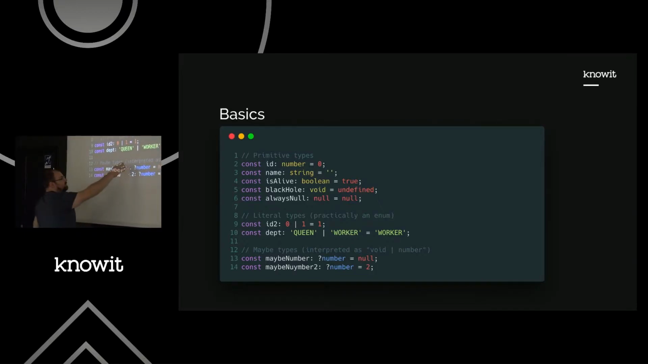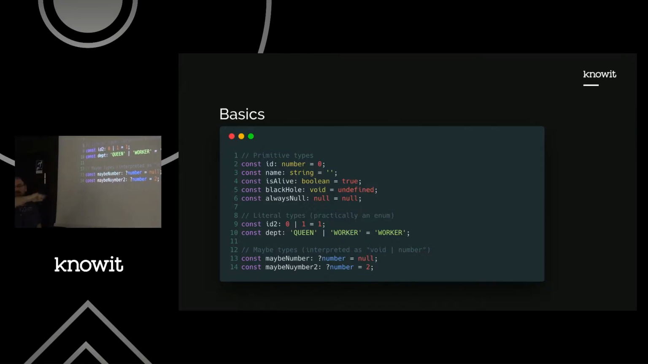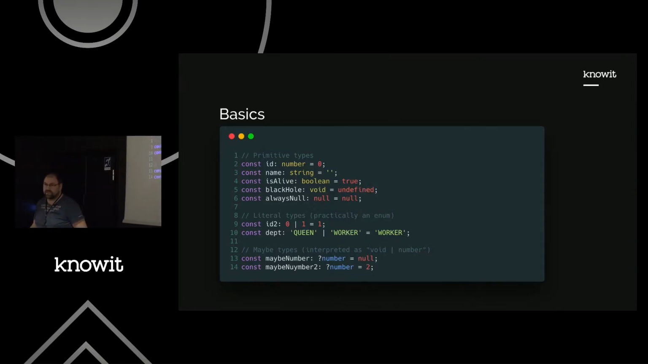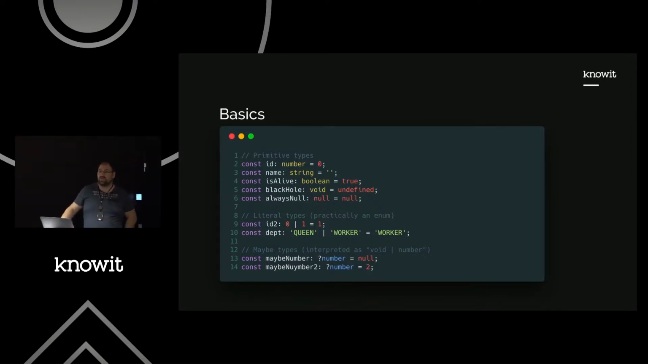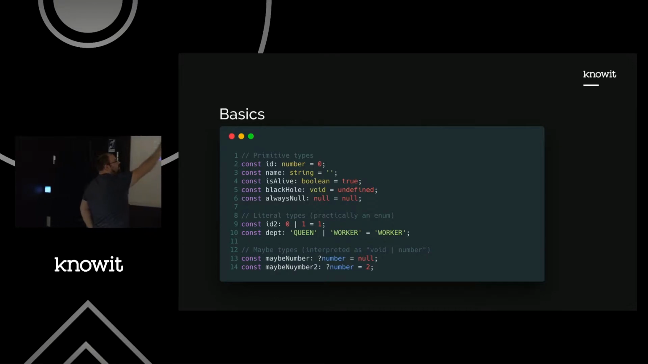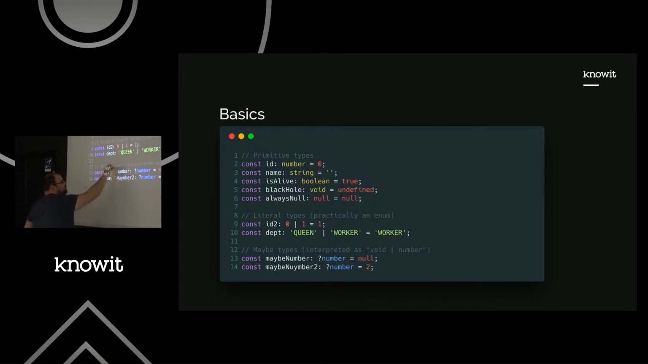The same is here. You can be either queen or you can be a worker. So everything else but those will not work, even though they are strings. It's the type and then the assignment. Right. Yeah. So you have the variable name, you say that you want to put a type, and the typical assignment afterwards.